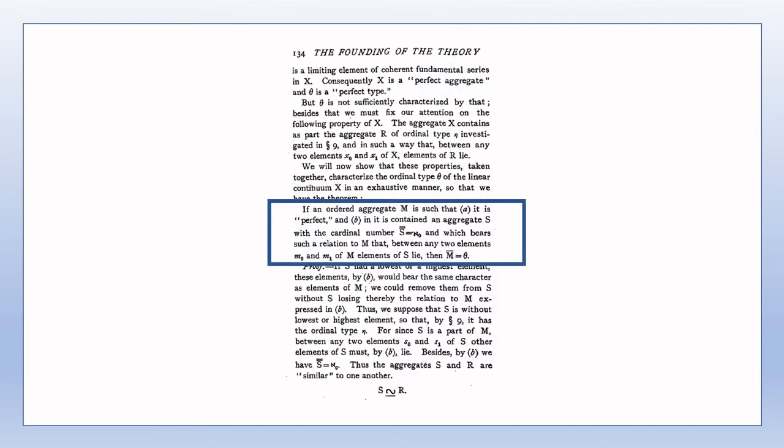The theorem on page 134 is a theorem which characterizes the ordinal type of the linear continuum. Compare this with the result from section 9 which characterizes the ordinal type eta. The aim of the theorem is to show that the aggregate M of the theorem has ordinal type theta. That is, the ordinal type of the linear continuum. However, M itself is not to be understood as being an aggregate of real numbers.